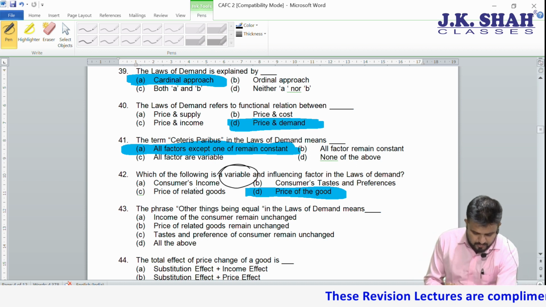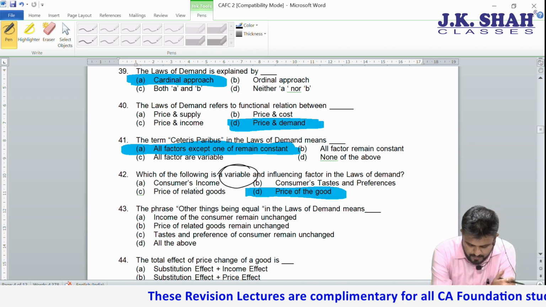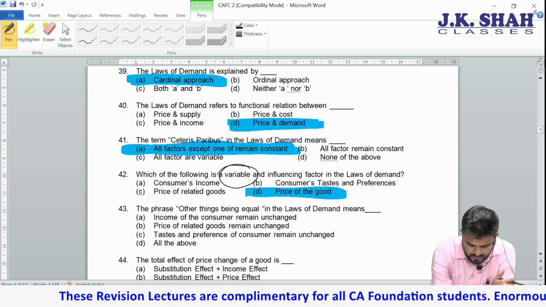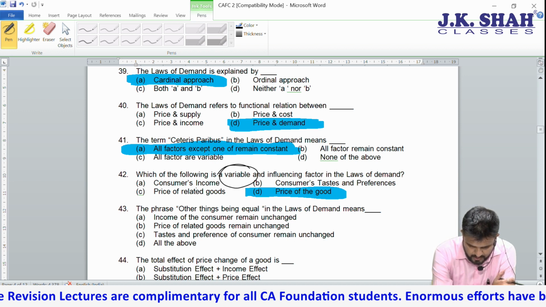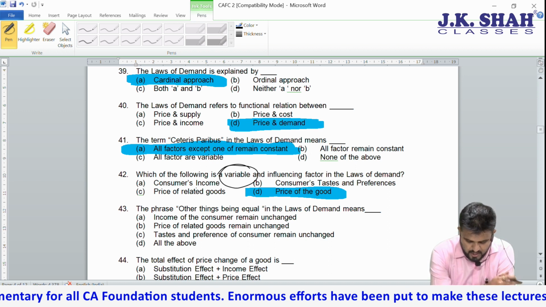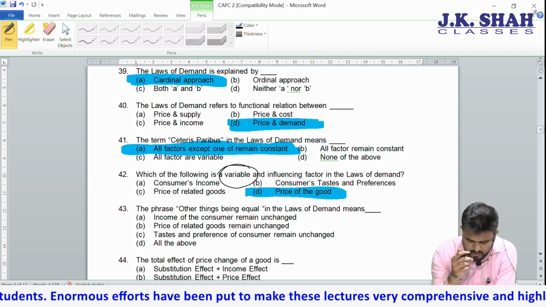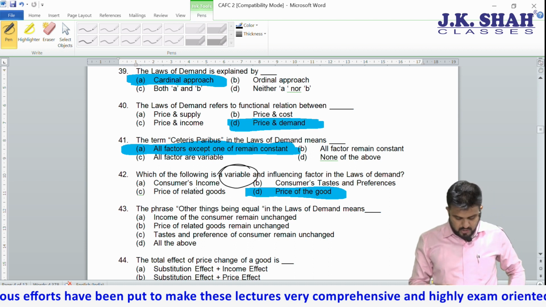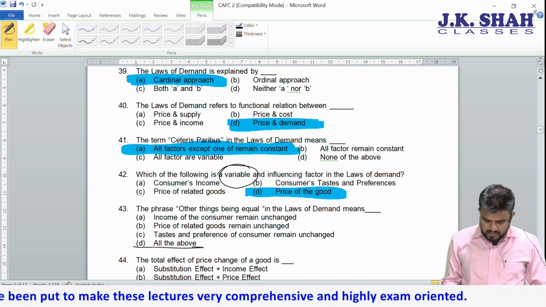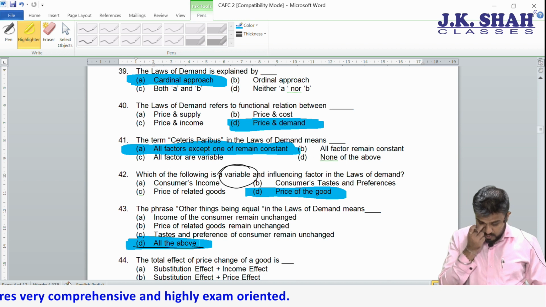Moving to the next. 43. The phrase other things being equal in the law of demand means what they are trying to say. Income of the consumer remains unchanged. Price of related goods remains unchanged. True. Taste and preference of a consumer remains unchanged. All three are correct. Then it is all of the above. Option D.